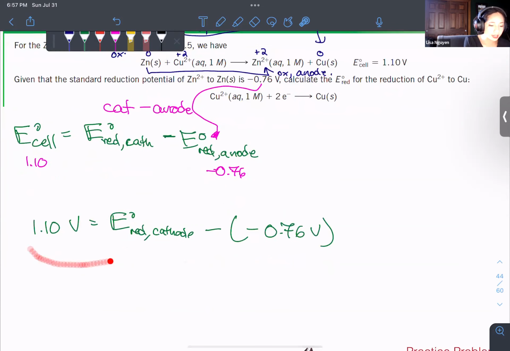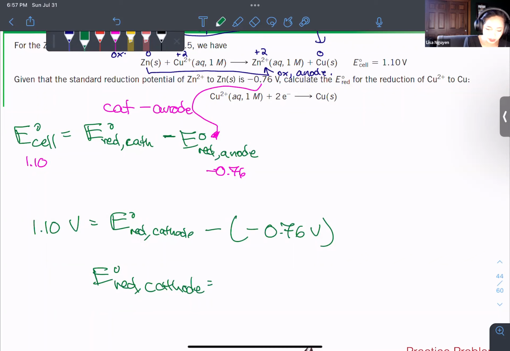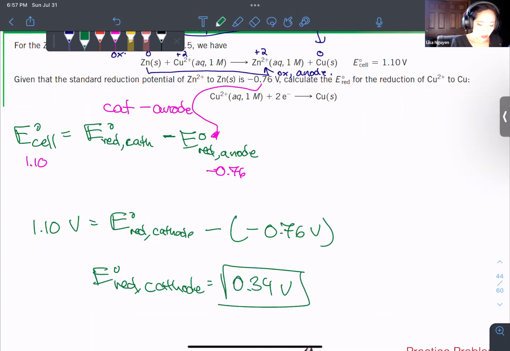When you calculate this, we see that the missing piece, the reduction potential happening at the cathode, the copper couple, is 0.34 volts. If you actually look up that value, that's the value on the table. And the last thing, since it says give me the reduction potential of this reaction, that's what this equation is giving you.